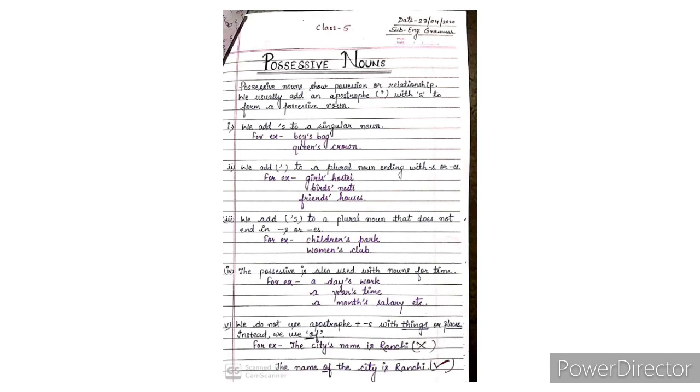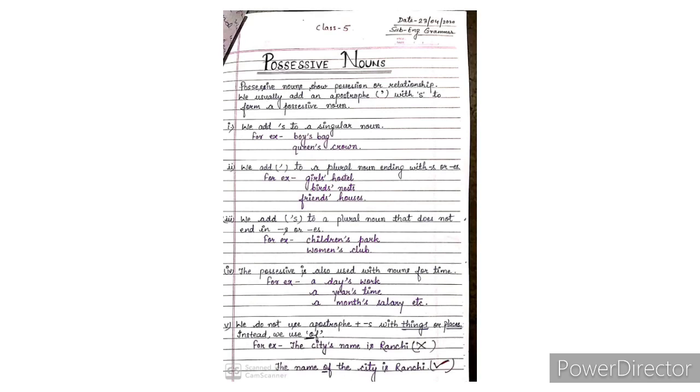For example, bird's egg. Bird's eggs means it belongs to a single bird. The eggs belong to the bird. So bird's eggs means it belongs to the bird. It shows the owner of the eggs is the bird. Now if I say birds', eggs, clear?